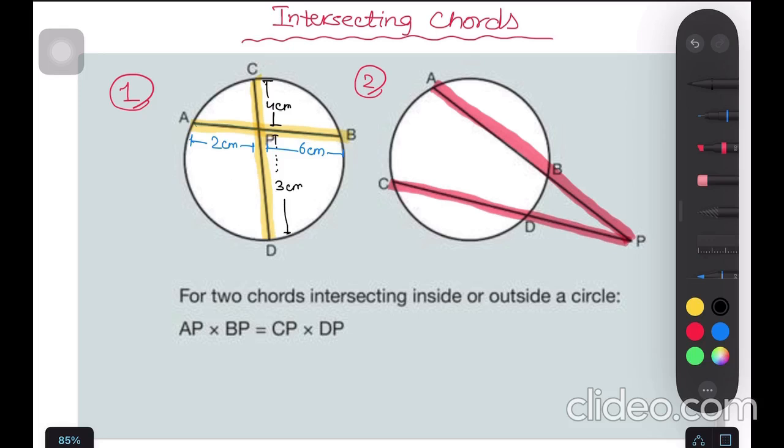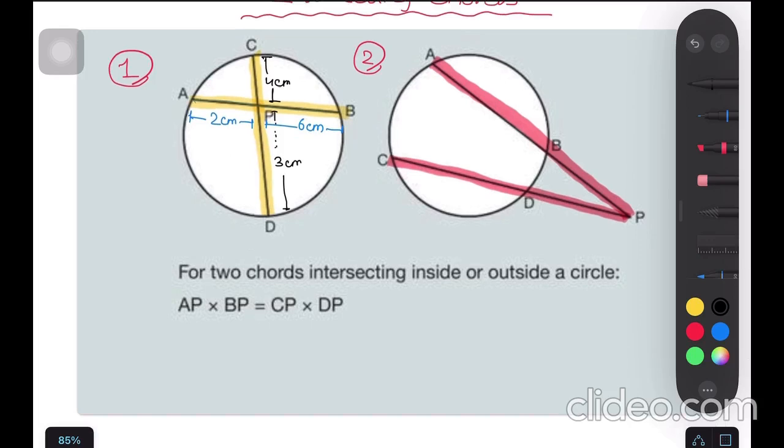So what does this theorem state? It says that if we take the product of the parts of each chord, they will be the same when they are intersecting inside the circle. For example, the product of the first two parts is 2 times 6, and the product of the other two parts is 4 times 3. In both cases the overall length will remain the same after taking the product. This is the case in which the chords are intersecting inside the circle.